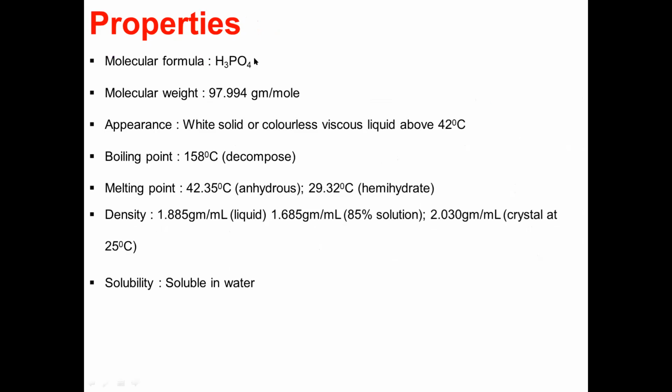So phosphoric acid, this is the formula: molecular weight 97.99, appearance white solid or colorless viscous liquid, about 42 degrees Celsius. Boiling point 158 degrees Celsius. Melting point for anhydrous it is 42.35, and for hemihydrate it is 29.32. Density is 1.885, and it is soluble in water.